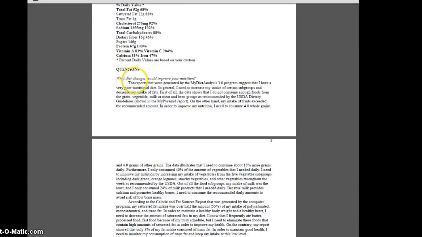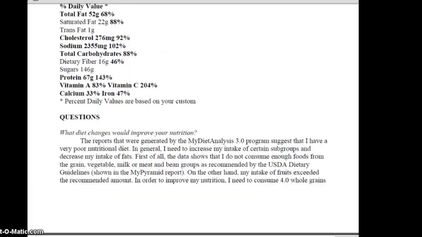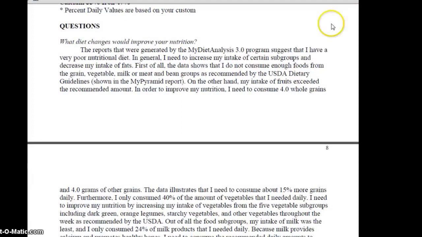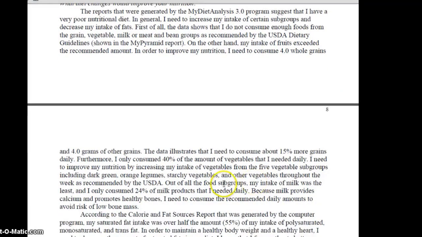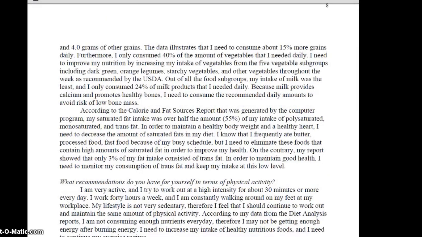Then I want you to answer these questions. The first is, what diet changes would improve your nutrition? This is an analysis question asking, looking at all the data I've found, how can I improve myself? What do I need to improve? What am I okay with? Make sure that you compare yourself to what the literature says, what the recommendations are. For example, this student did a nice job by saying I only consume 24% of the milk products in the report. Make sure you use the numbers, like grams of grain, to support what you say. I think she could have done more with the data, but she started it off right.